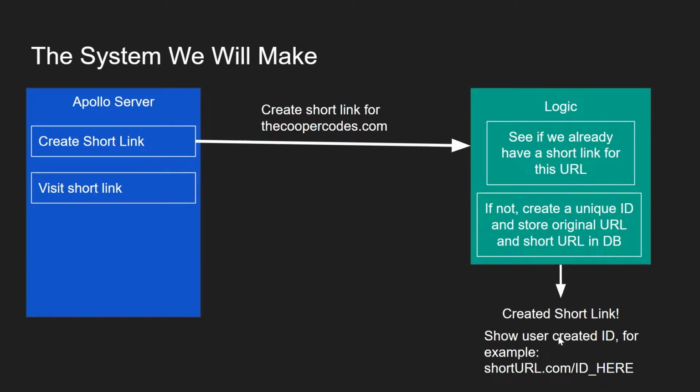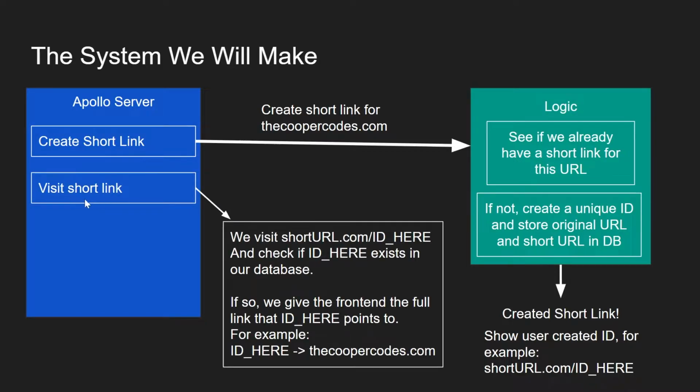We can show the user the created ID, and then people can access thecoopercodes.com by saying shorturls.com/your ID. That's one of the main concepts, is this ID you can find by looking for the URL that you've stored in your database. So you can imagine if your ID is like 6 characters long, but the URL was like 50 characters long, you're going to have a shorter URL, for example.